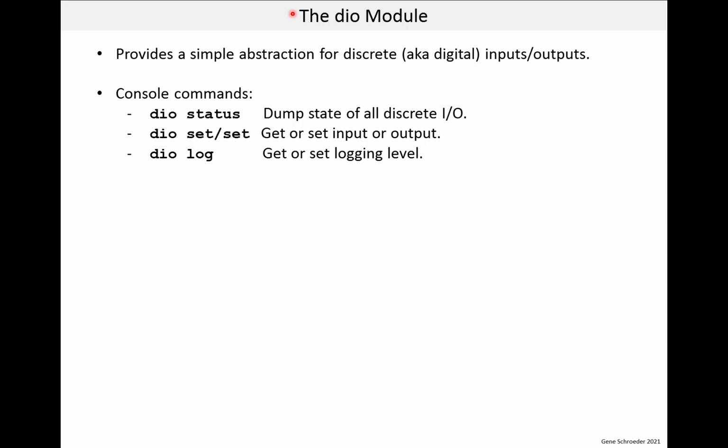In this lesson, we look at the DIO module. The DIO module provides a simple abstraction for discrete inputs and outputs. This discrete I/O is sometimes referred to as digital I/O, and fortunately, the DIO abbreviation works for that as well. These are the console commands for testing and debugging, which we'll look at later.